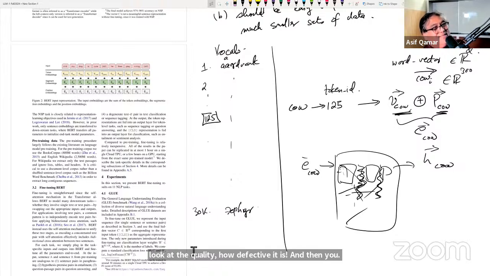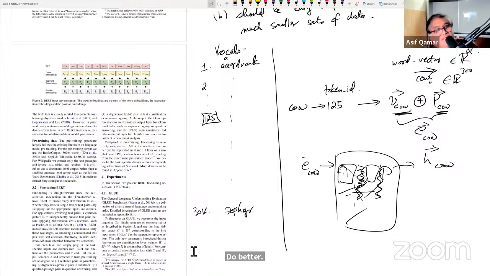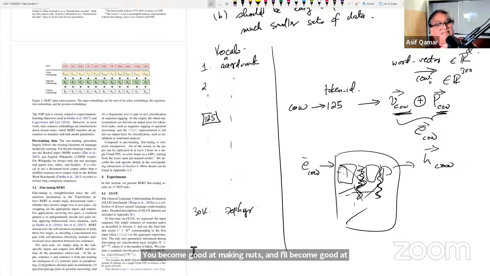Would it stand to reason that after a little while, they will say, hey, you become good at making nuts and I'll become good at making bolts? Even the slight edge, let's say that just by accident, there's a symmetry breaking. One guy does nuts a little bit better and the other guy does bolts a little bit better, right? What will happen after that?